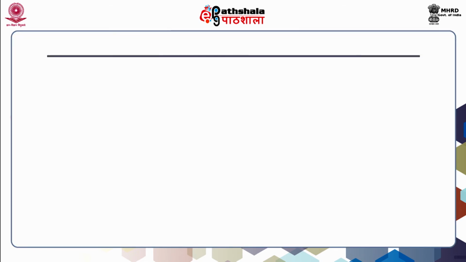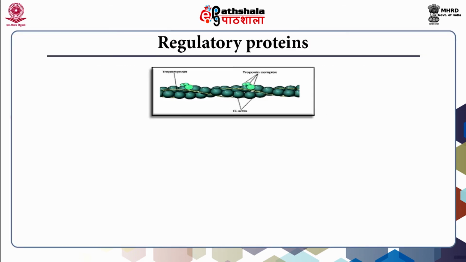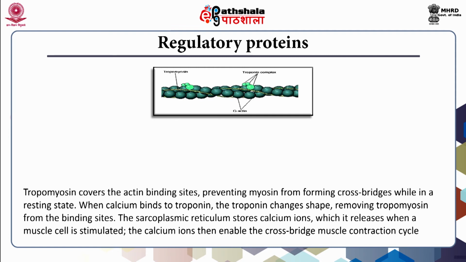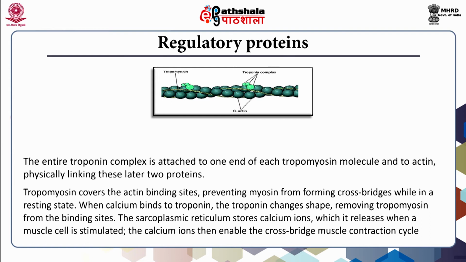Now we will see what are regulatory proteins. Tropomyosin and troponin are accessory proteins which play a role in regulation of muscle. Troponin is a heterotrimeric complex composed of troponin C, troponin I and troponin T. The entire troponin complex is attached to one end of each tropomyosin molecule and to actin, physically linking these two proteins.